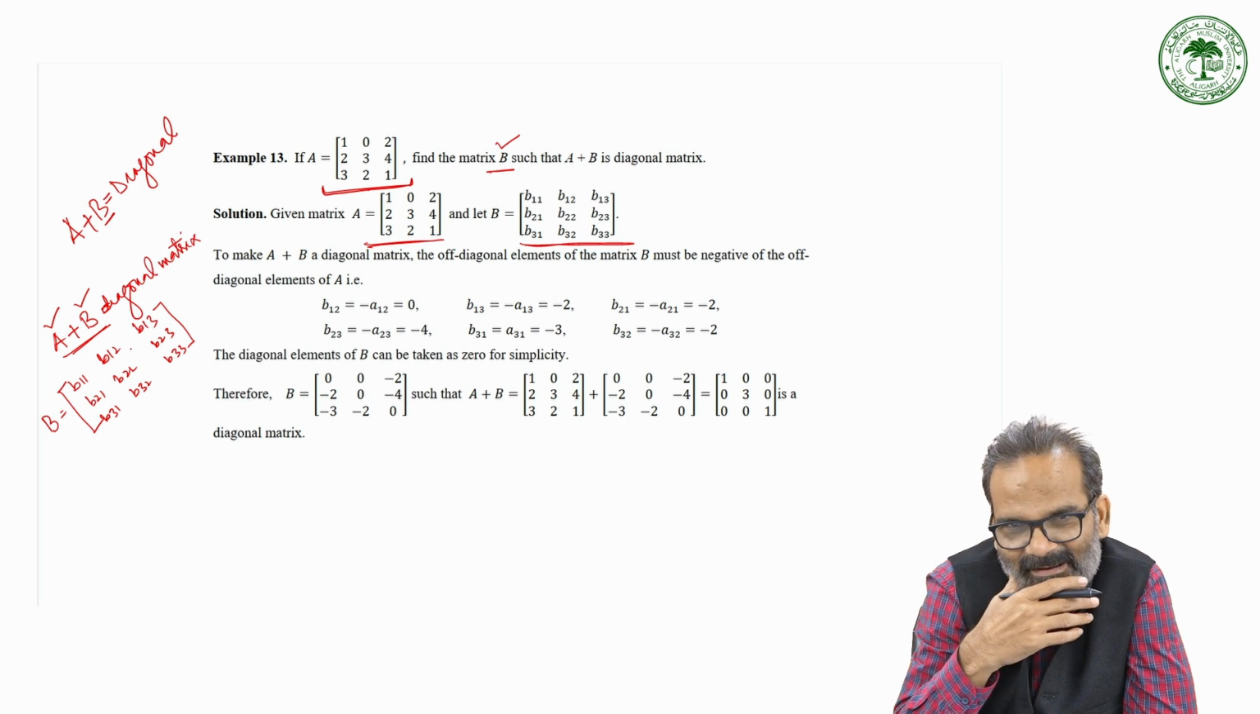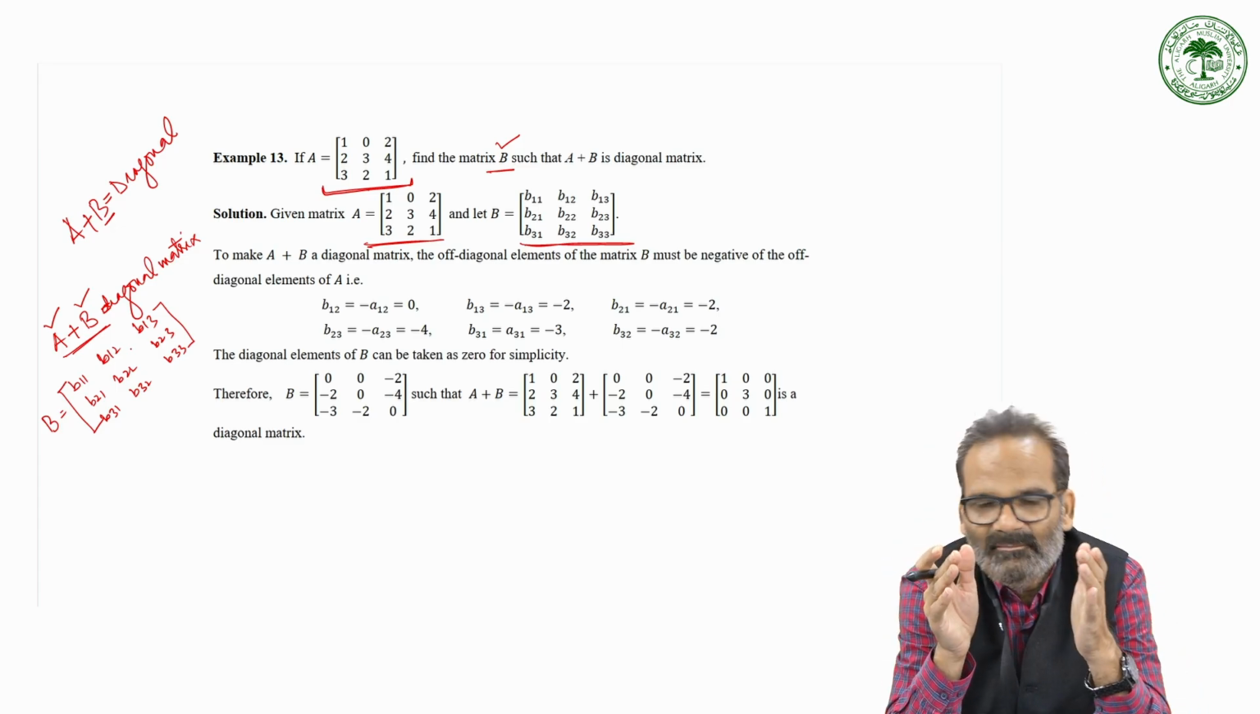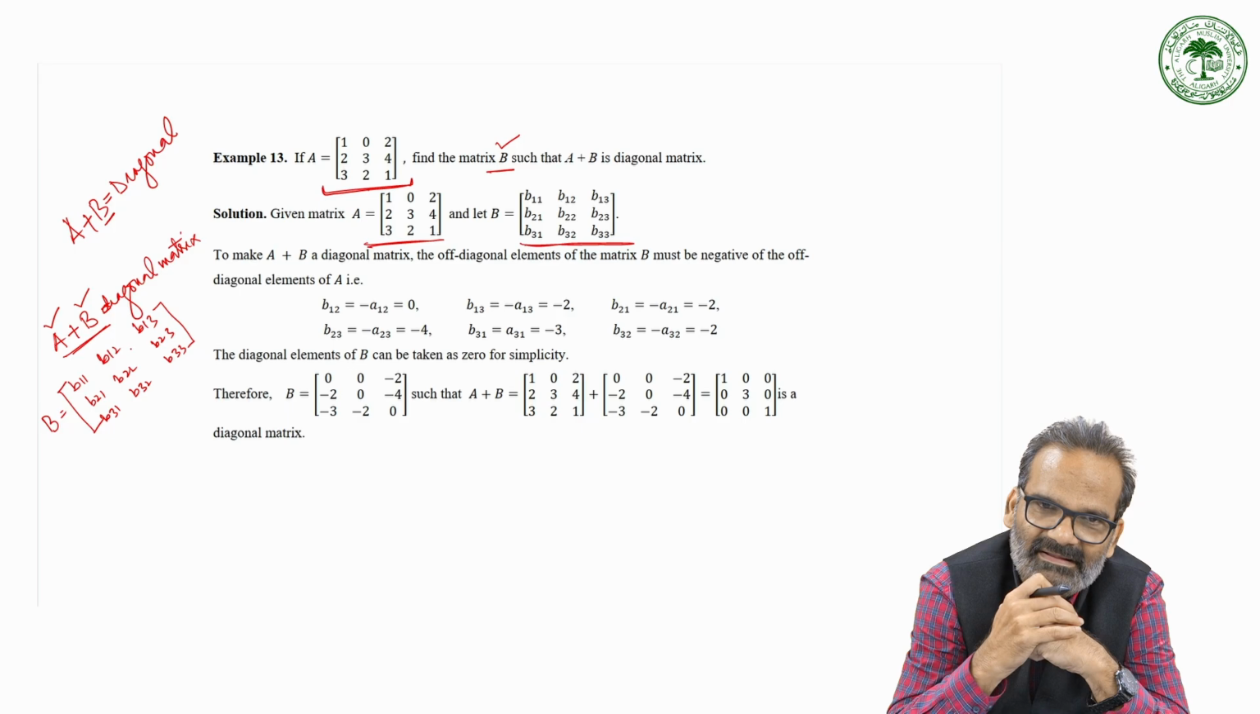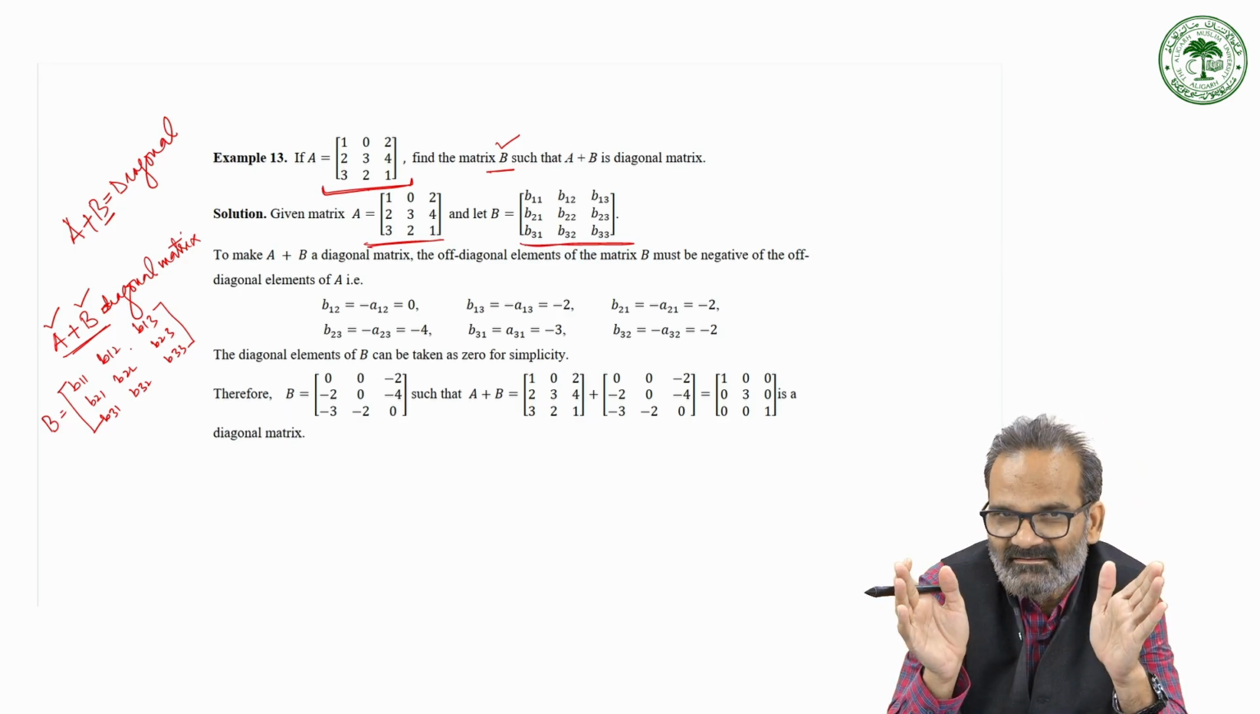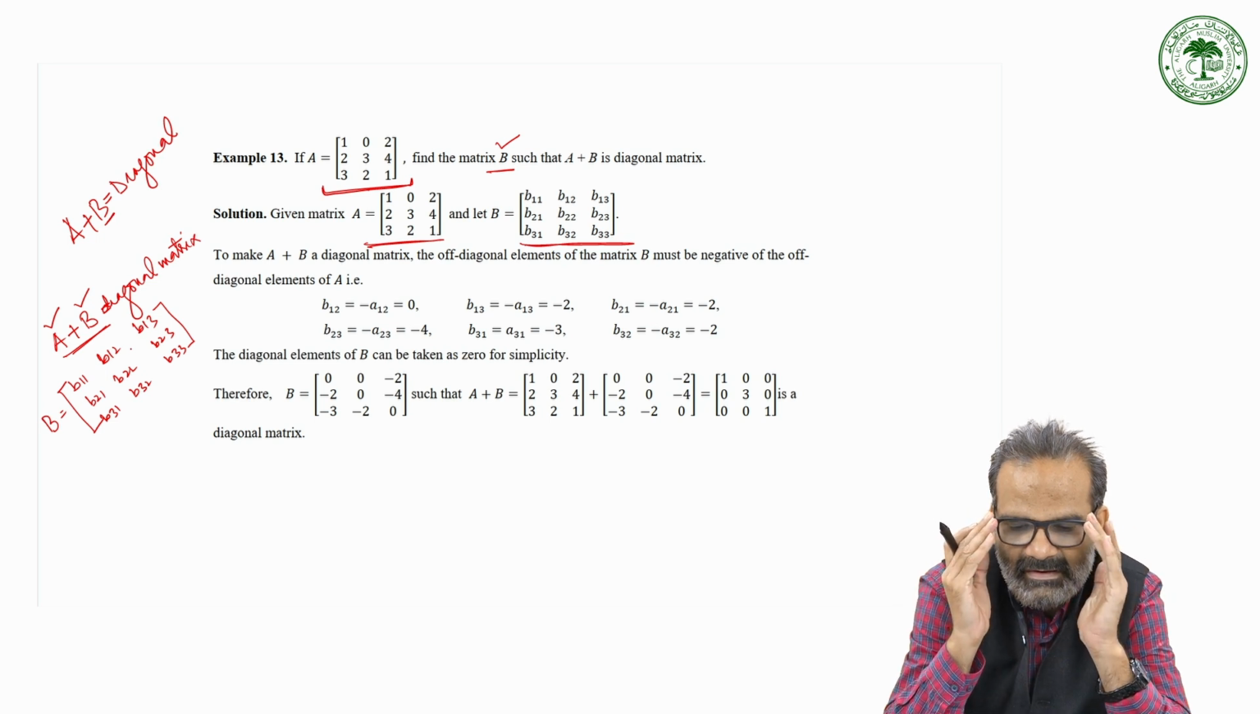What does it mean? A plus B is a diagonal matrix. A diagonal matrix is a matrix which contains only diagonal elements, and zero elsewhere, right? The matrix obtained after getting A plus B will contain only diagonal elements. This is what we want to do.